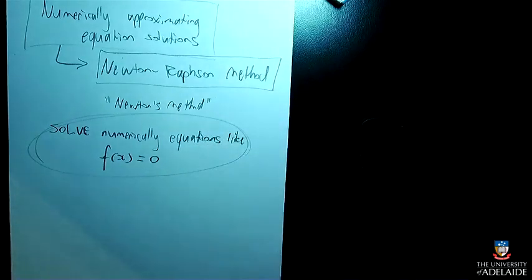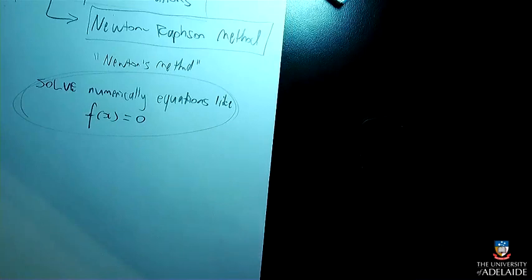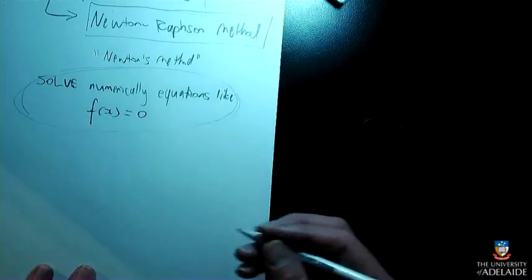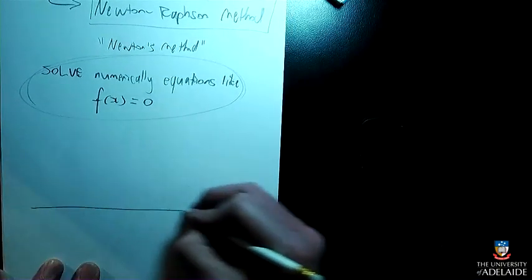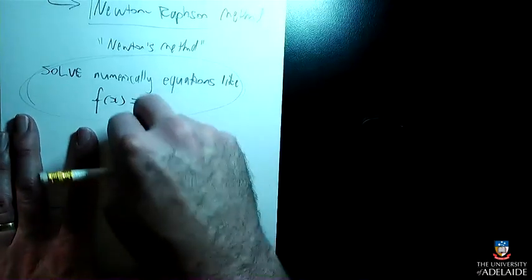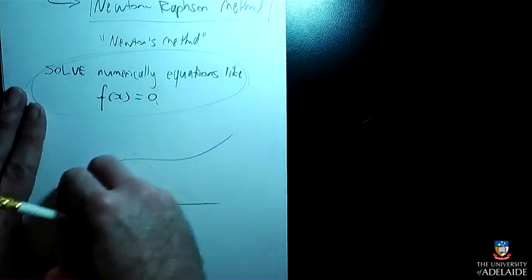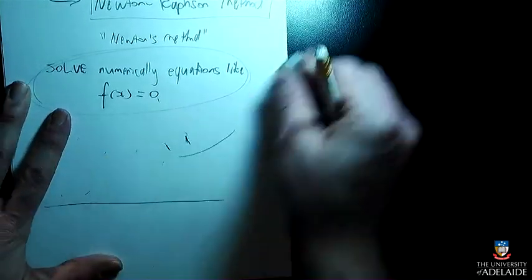And it's using this reasoning. In past exams, there has been a question to explain why Newton's method is the way it is. And so here is how it goes. The idea is that you have a function like this. It does whatever it does, and it crosses the x-axis somewhere.